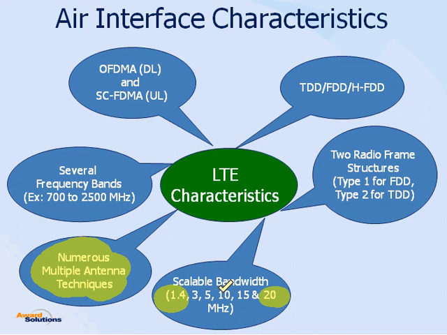In fact, if you find spectrum somewhere, then the LTE standard will say, okay, no problem, we will accommodate you, because we want as wide acceptance of LTE as possible. So quite flexible. In the US, 700 megahertz would be quite common. Both AT&T and Verizon Wireless have 700 megahertz spectrum. So again, we believe that 700 megahertz would be the initial deployment carrier frequency. So those are the main features of the air interface at a high level.